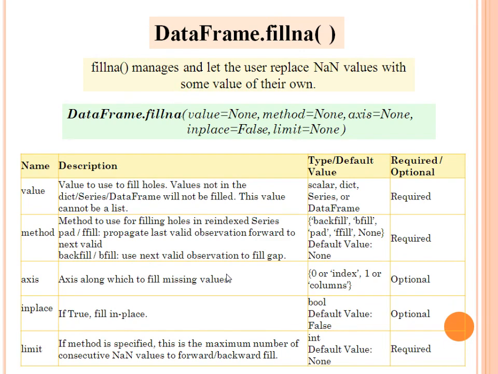So first of all, data frame dot fillna function. So children, as the name suggests, fillna. Fill means filling the NaN values. So it lets the user replace all the NaN values with some values of their own. So this is the syntax: dataframe dot fillna, value, method, axis, inplace, limit none.